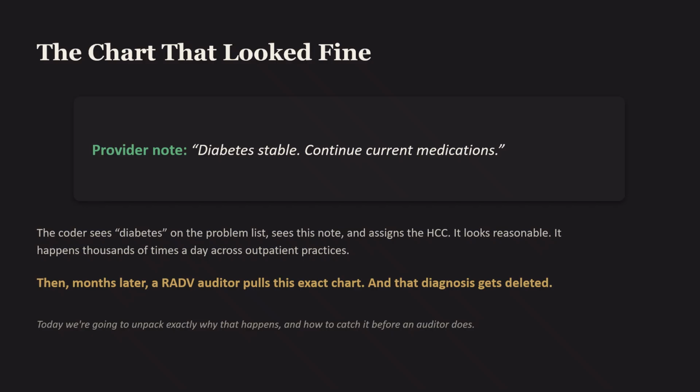It's because diabetes stable, continue current medications doesn't actually tell an auditor anything about what happened at today's visit. It doesn't show that the provider evaluated the condition today. It doesn't show monitoring. It doesn't show an active assessment. It's a status update, not MEET evidence. So today we're going to unpack exactly why this happens, and more importantly, how you can catch it hopefully before the auditor does.